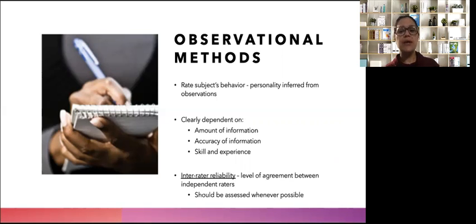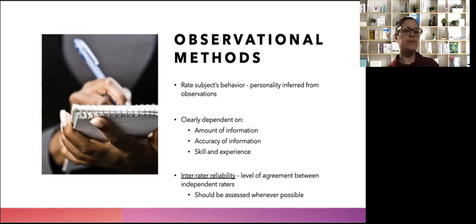Typically, whenever a direct observation is conducted, you want to have high inter-rater reliability. This is where you have two observers and they both observe the same behavior and take their own data, and then you compare and see if they agree. You want to see high agreement between them, right? That would give you high inter-rater reliability. So this should be assessed whenever it is possible during observational methods.